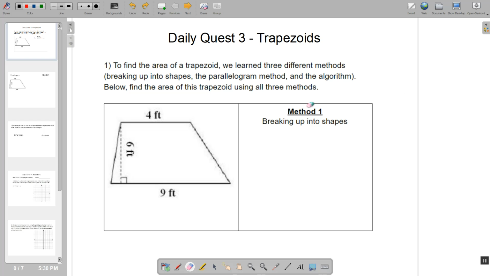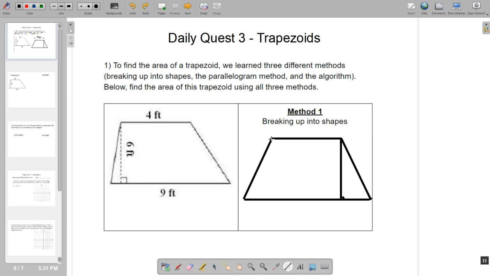Buddy, and we're going to go through our daily quest 3 on trapezoids and also area of rectangles. Once again, we have 3 different methods to try to find the area of a trapezoid. The first one, and the one that I personally like a lot, is you break up your trapezoid into 4 separate pieces and you find the area of each piece and you add the answers together.